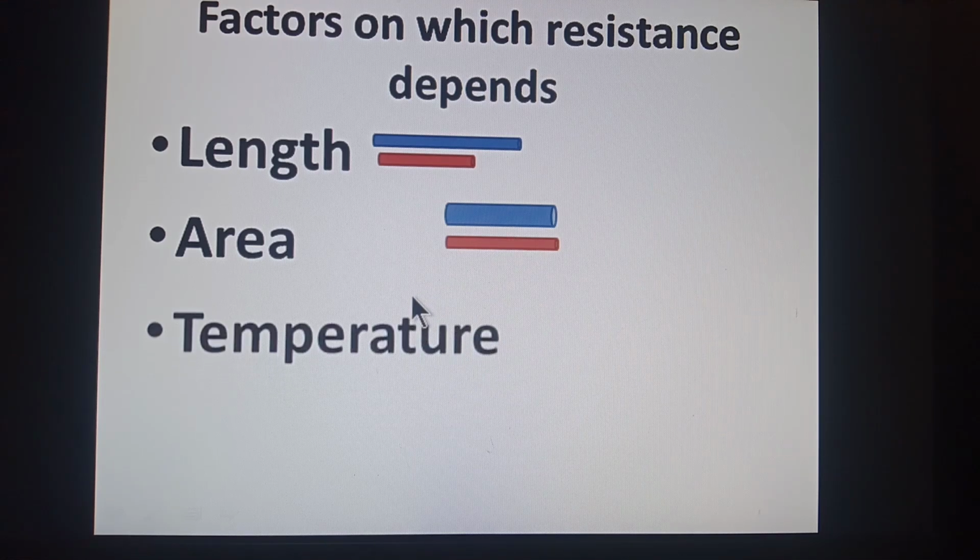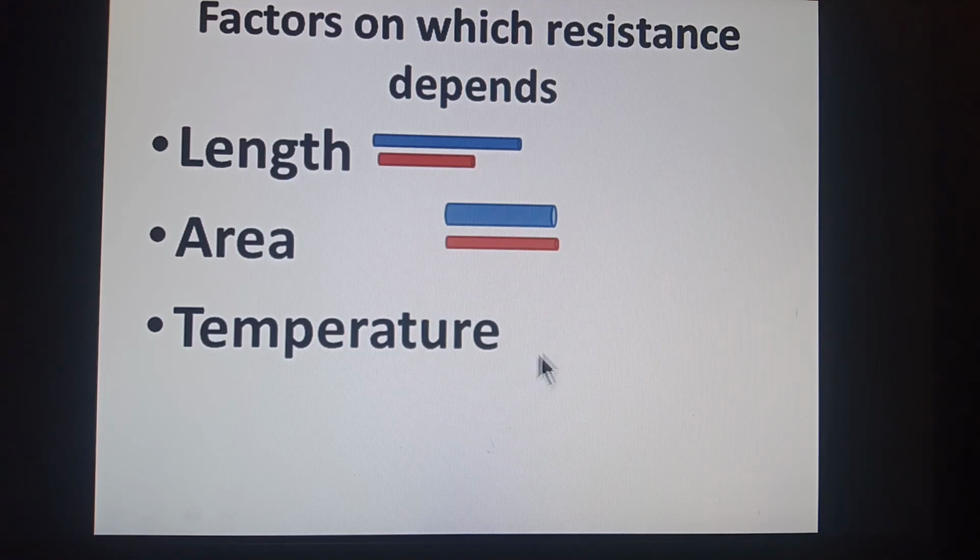Next thing on which the resistance depends is temperature. Let us consider two wires of same material having same length, same cross-sectional area, but one is hot and one is cold. The hot wire has higher resistance because inside it the vibrations of atoms are more and they offer more target area to the flow of charge. So resistance of a conductor increases with its temperature. Hot wire has high resistance and cold wire has low resistance.